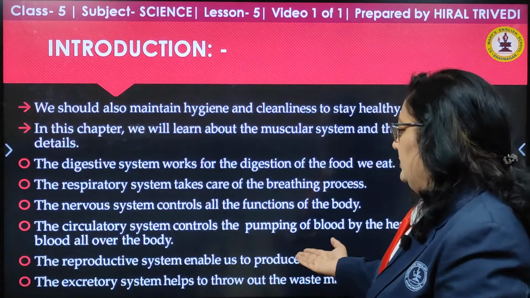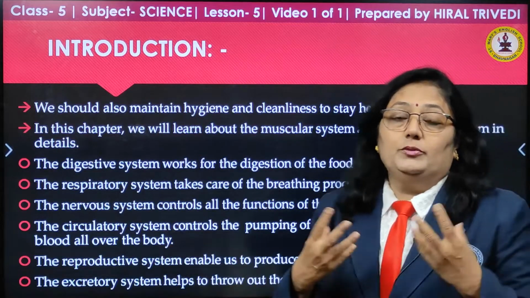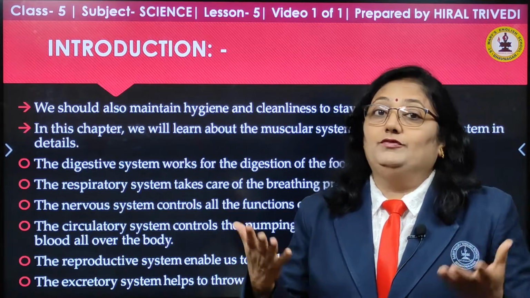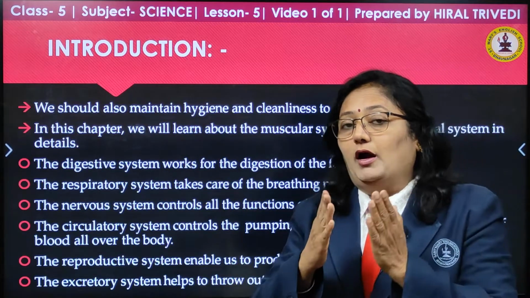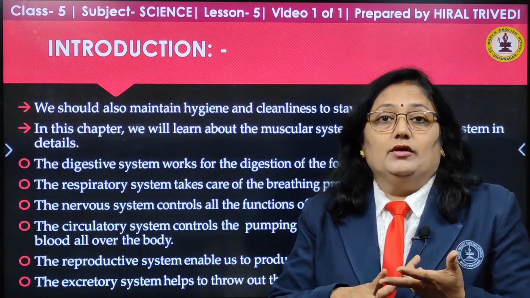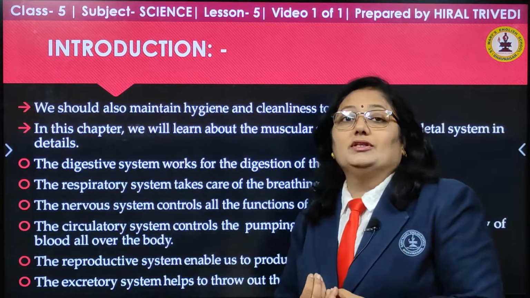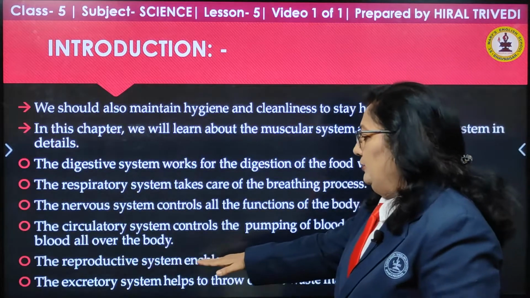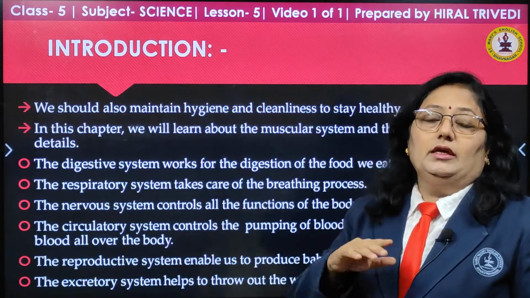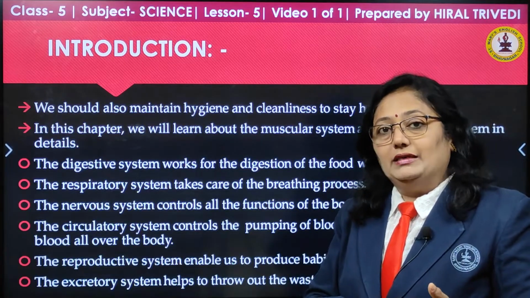Next is the reproductive system, which enables us to produce babies. We saw in the previous chapter reproduction in plants. If there are seeds, then new plants grow. But if there are no seeds, then we saw different parts of plants, that is the leaves, stems, roots and flowers, through which reproduction occurs. In the same way, there is a reproductive system for all living beings. It can be animals, birds, human beings, or insects.